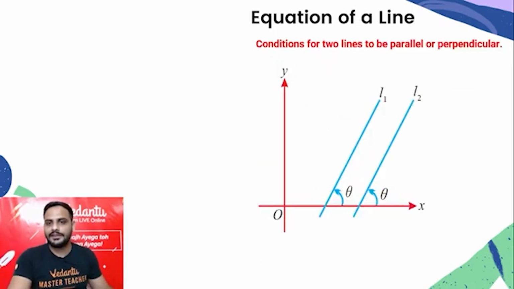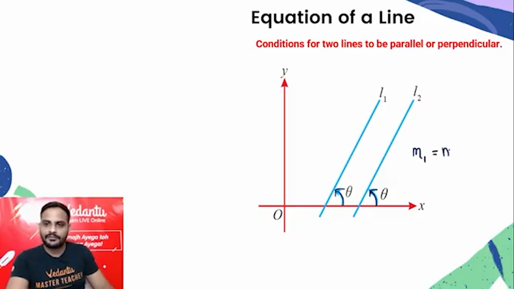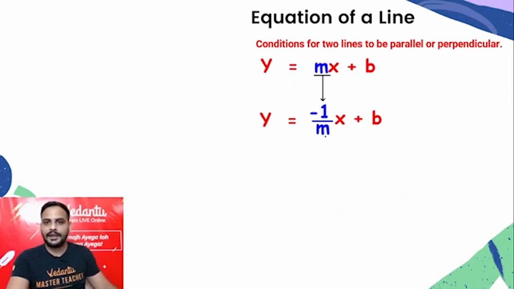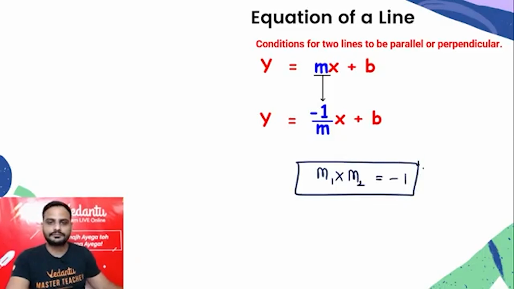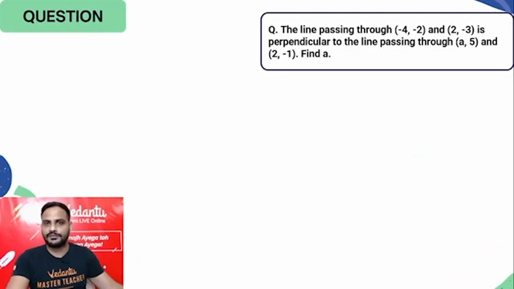The next thing, guys, remember: if the lines are parallel, obviously the corresponding angles will be the same. If the angles are the same, their slopes will be the same. So if they have the slopes m1 and m2, their slopes must be the same. And if they are perpendicular, the product of their slopes will be equal to minus 1. These are the things which you should know.